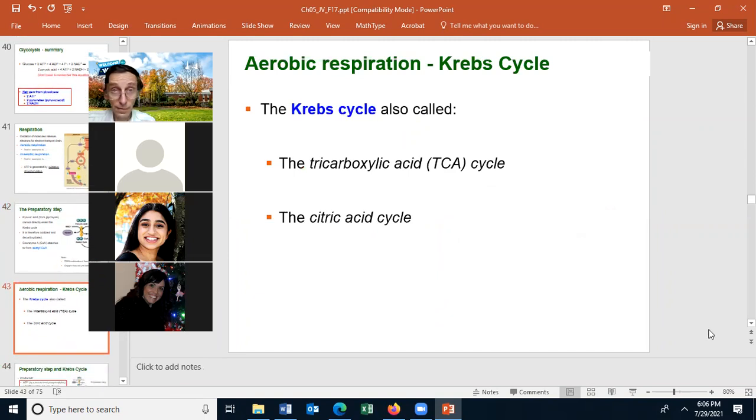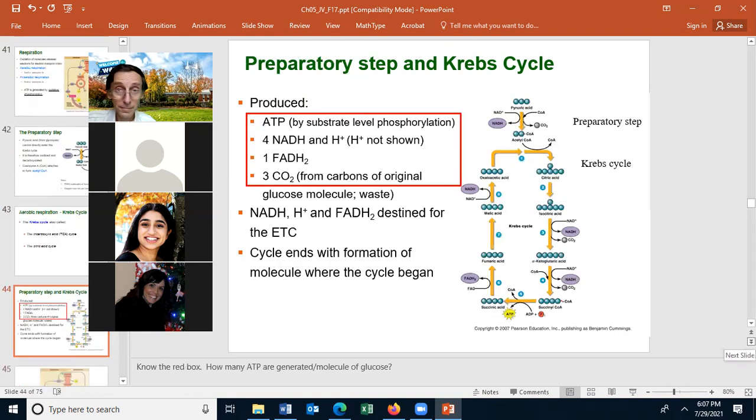The Krebs cycle is also called the tricarboxylic acid cycle, or the citric acid cycle, and both of them are abbreviated TCA. I won't use these terms, but some authors do. I will always call it the Krebs cycle after the doctor who discovered it. It's called tricarboxylic acid because it involves a lot of tricarboxylic acids. It's called the citric acid cycle because in the first part of the cycle, the first molecule that's made is citric acid.